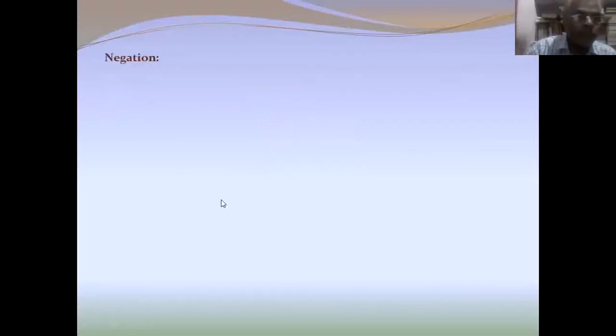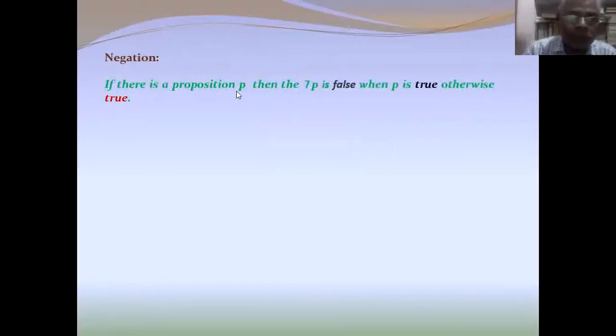The third connective is negation. If there is a proposition P, then the negation of P is false when P is true, otherwise true. It means if there is a proposition P, then its negation will be denoted by not P, or it can also be denoted by this symbol. Both are correct, so there are two different ways to represent the negation of any proposition.